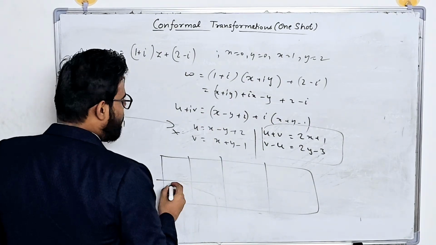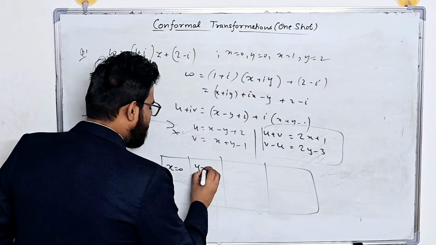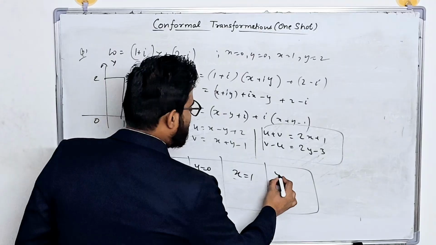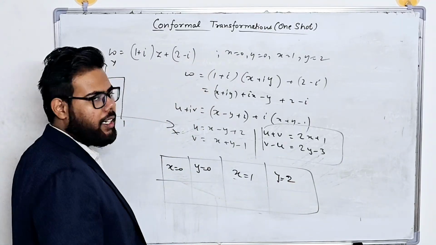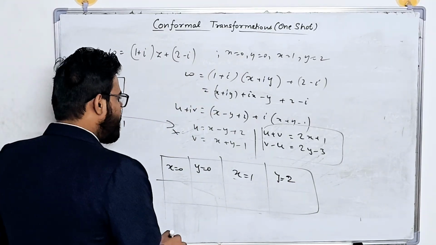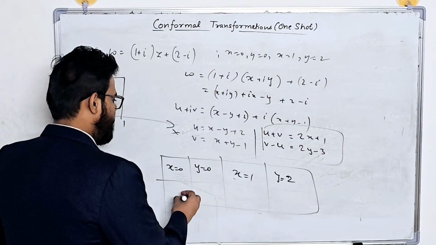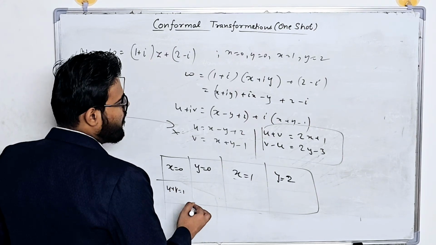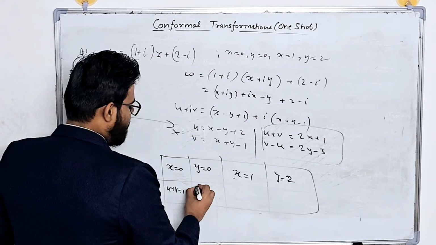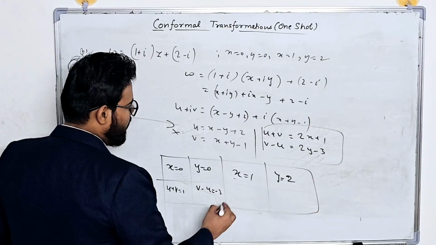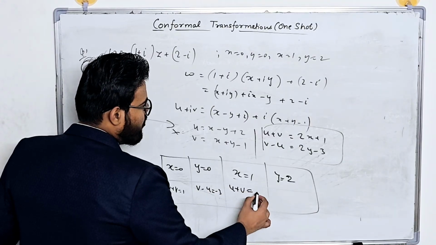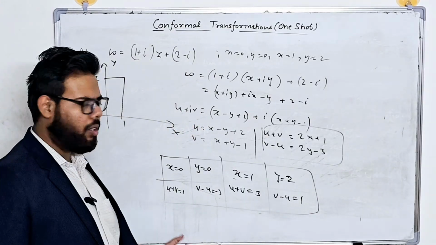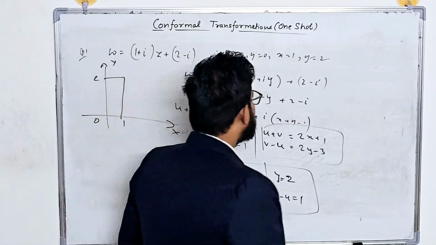So we have x is equal to 0, y is equal to 0, x is equal to 1, and y is equal to 2, correct? Then what we will get is that when x is equal to 0, u plus v is equal to 1, and when y is equal to 0 we will have v minus u is equal to negative 3, and when x is equal to 1 we have u plus v is equal to 3, and when y is equal to 2 we have v minus u is equal to 1, right? Okay, see it, right?